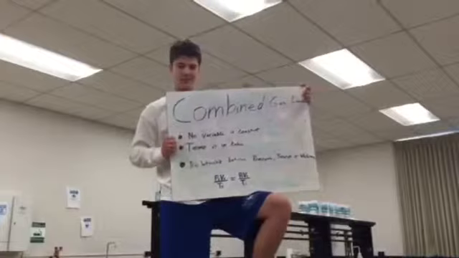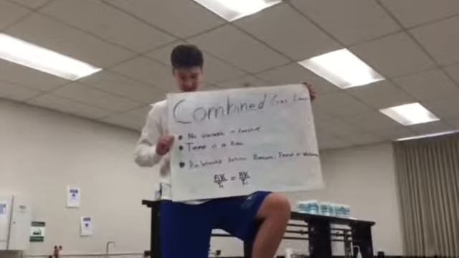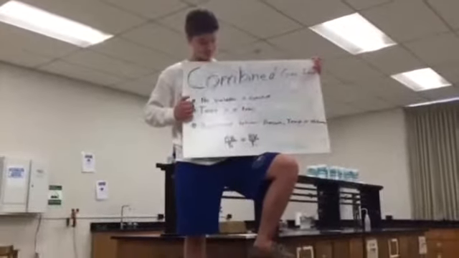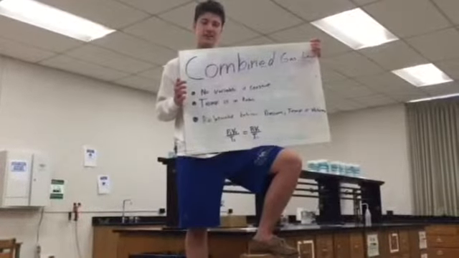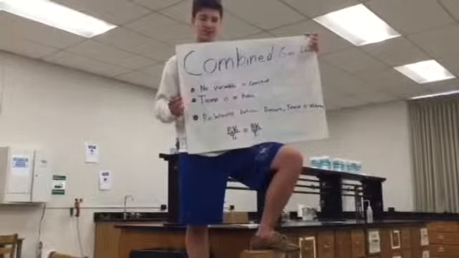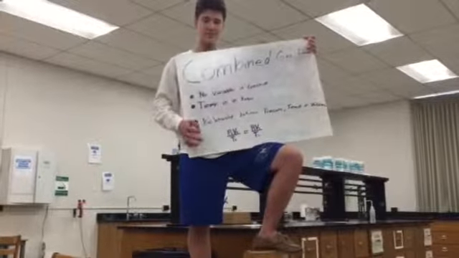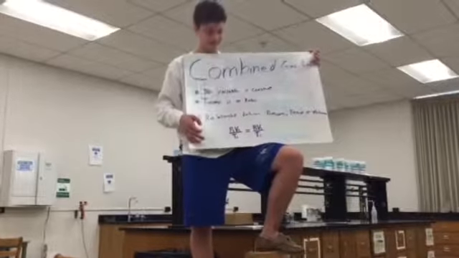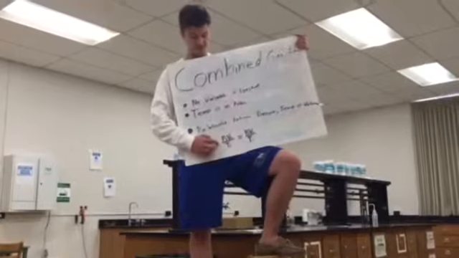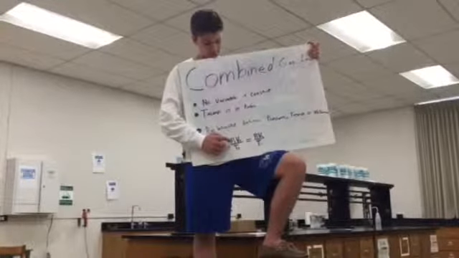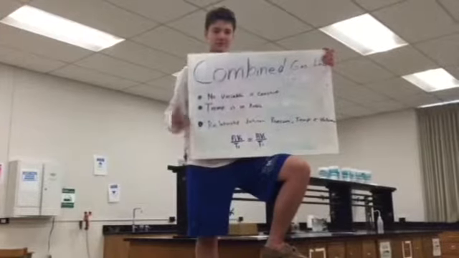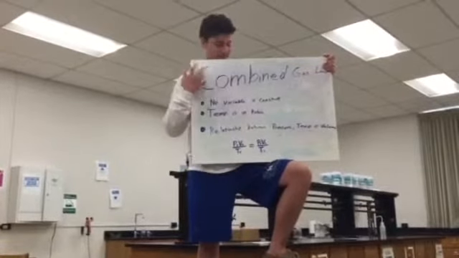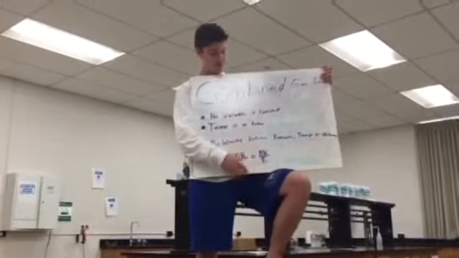Alright, I'm going to talk to you guys about the combined gas laws. In the combined gas laws, no variable is constant. Temperature is always in Kelvins, and there's a direct relationship between temperature, pressure, and volume. This right here is the equation with P1 V1 over T1, which is pressure, volume, and temperature, and it's equal to P2 V2 over T2.